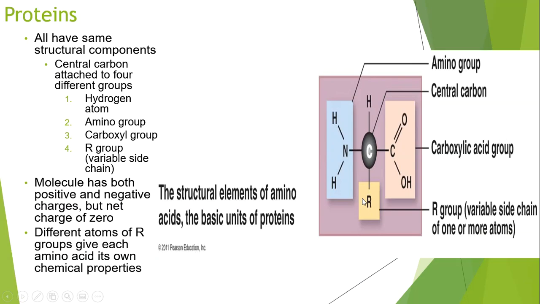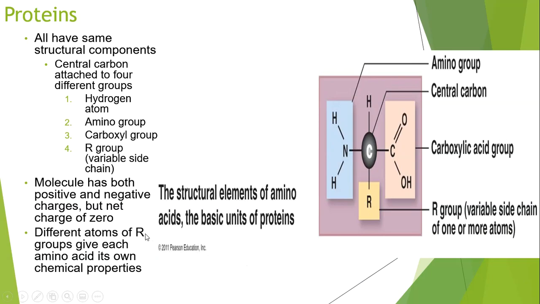Whenever you see an R group in chemistry, that's just a variable side chain. Think of the X variable when you talk about X in algebra. Your R group is the same thing in chemistry. But in a protein, the molecule has both positive and negative charges, so those even out into a net charge of 0.